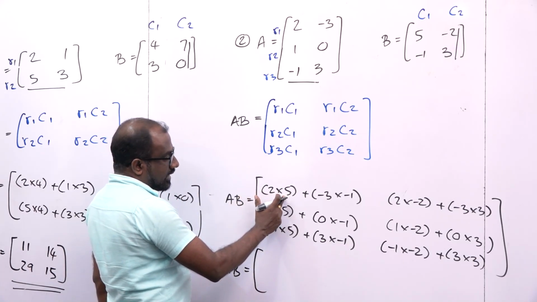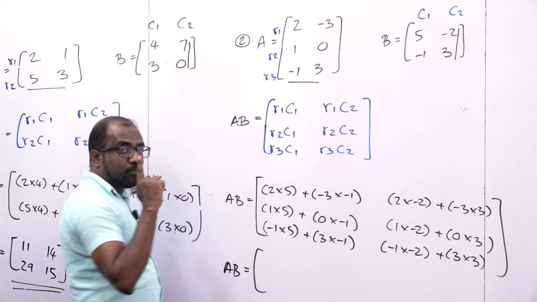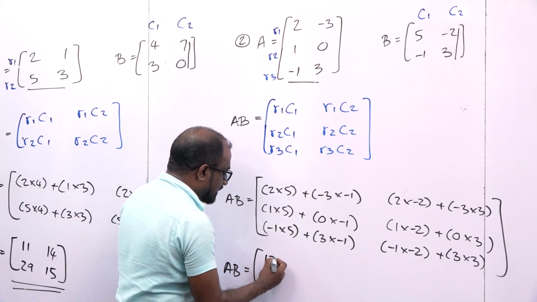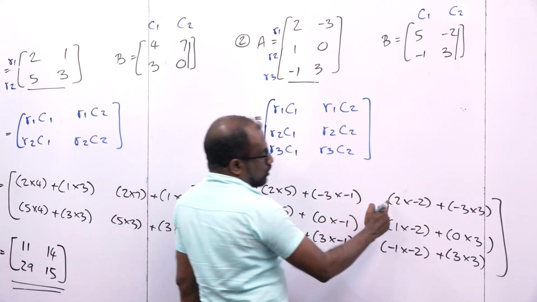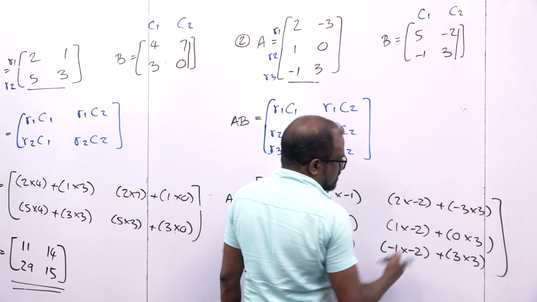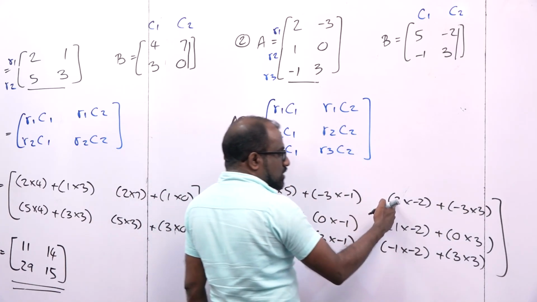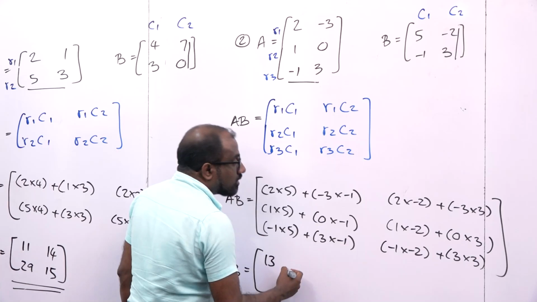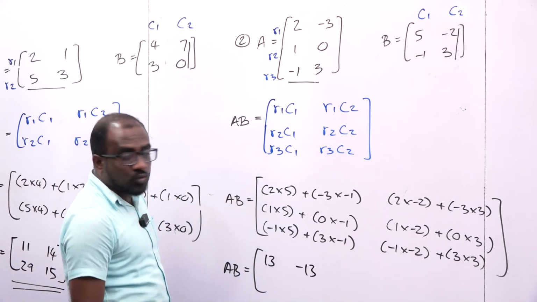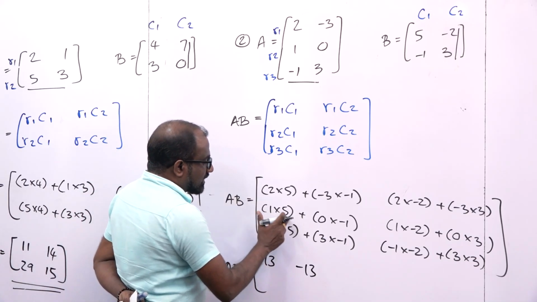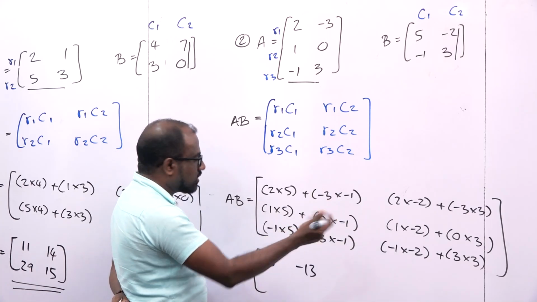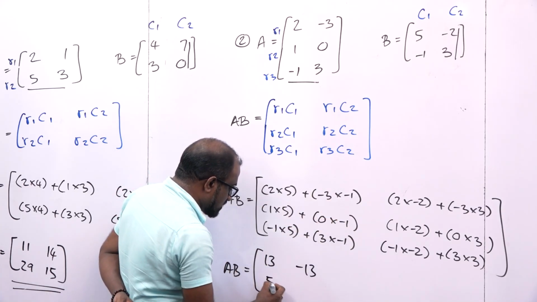2 times 5, 10. Minus 3 into minus 1 plus 3. Multiply same sign plus. 10 plus 3, 13. 2 times minus 2, that is minus 4. 3 times minus 3, that is minus 9. Minus 4, minus 9, add, minus 13. Minus 3 into minus 4, minus 13. 1 times 5, 5. 0 times minus 1, 0 into whatever it is 0. And now 1 times 5, 5 is the answer.